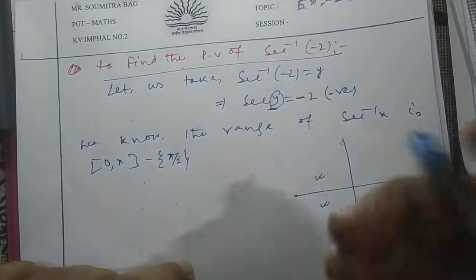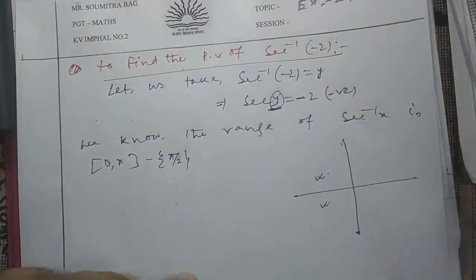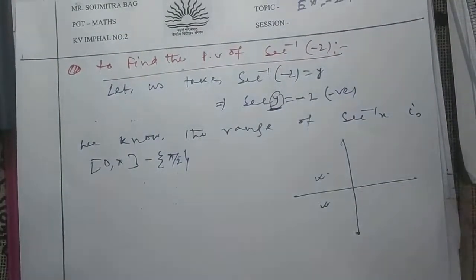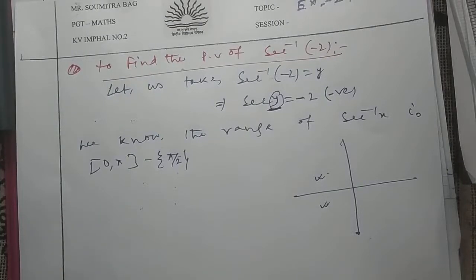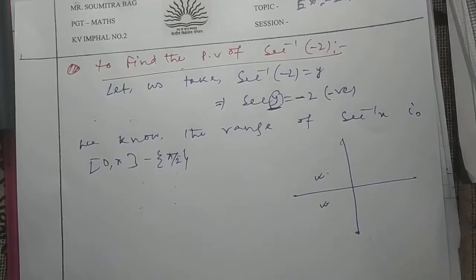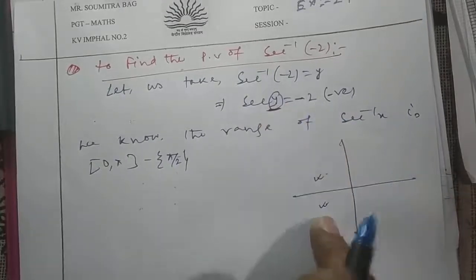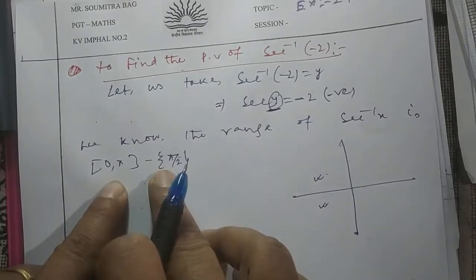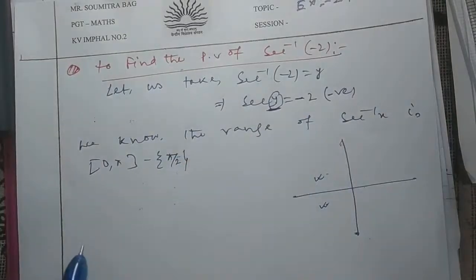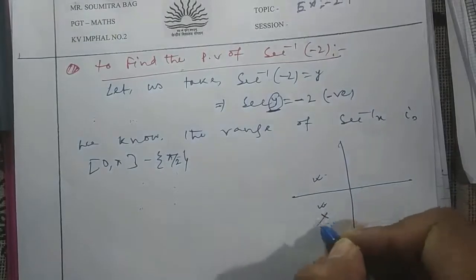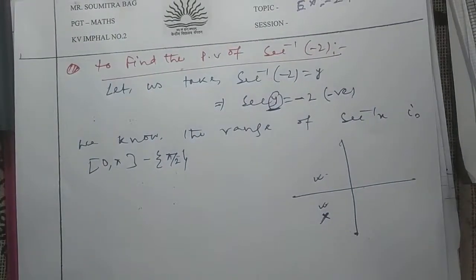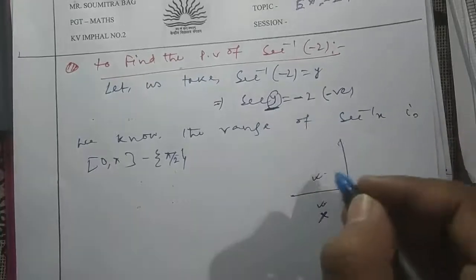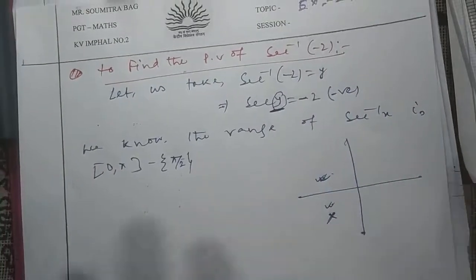Now, if we take the angle y in the third quadrant, it will be crossing the range. Then in this case, we cannot get the PV. That's why we cannot take the angle in the third quadrant. So the third quadrant is cancelled. That means it is confirmed the angle y will belong to the second quadrant. Correct? So it is confirmed.